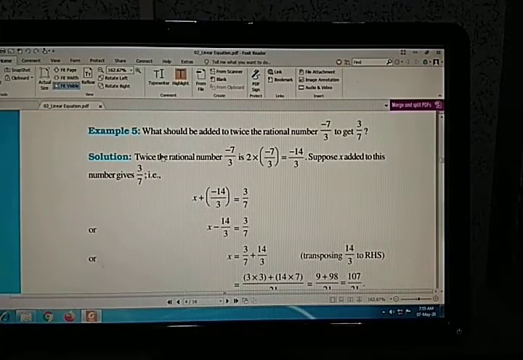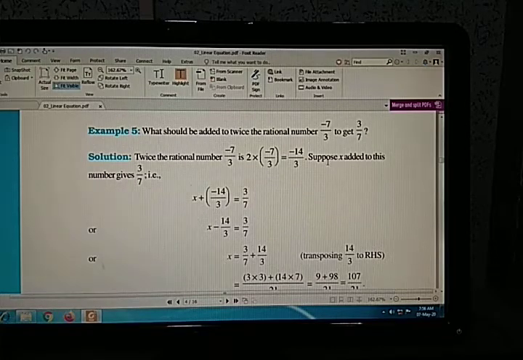So let us see, twice the rational number minus 7 by 3 is 2 into minus 7 by 3, which is equal to this. So the question asked is, what should be added to twice the rational number? First of all, let us find what is twice of this rational number. Then what should be added? What number should be added so that we get this? Clear? So first of all, we will find twice of this rational number. Twice of this rational number is minus 14 by 3. Just numerator into numerator we have done, and 3 is as it is.